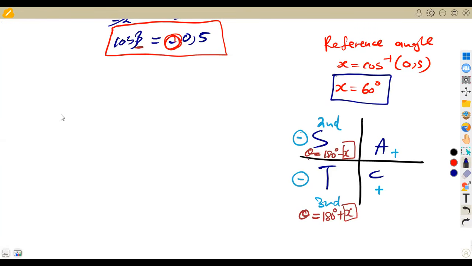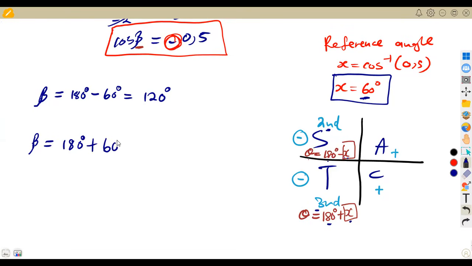So we're going to write it as beta. Therefore, our beta is going to be, all right, we said our answers are in the second quadrant, 180 minus x. So it is going to be 180 minus x, our reference angle, 60 degrees. So we are going to obtain 120 degrees, or our beta is going to be in the third quadrant, which is 180 plus x. So it is going to be 180 degrees plus x, which is 60 degrees. So this is going to give us 240 degrees.